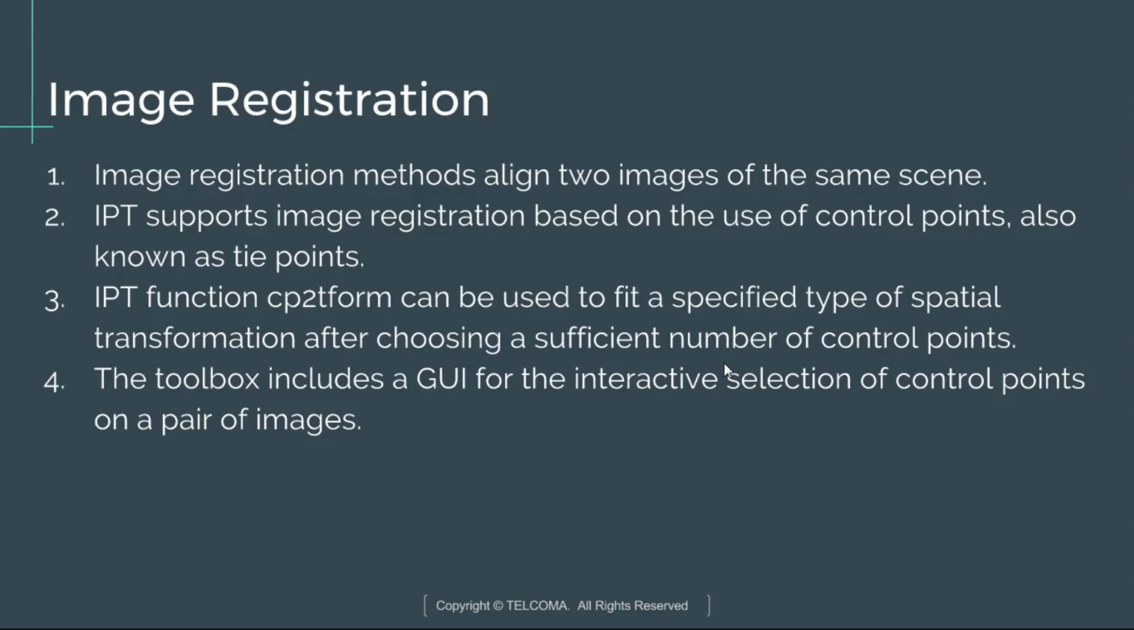Next is image registration. Image registration methods align two images of the same scene. IPT supports image registration based on the use of control points, also known as tie points. The IPT function cp2tform can be used to fit a specified type of spatial transformation after choosing a sufficient number of control points. The toolbox includes a GUI for the interactive selection of control points on a pair of images.